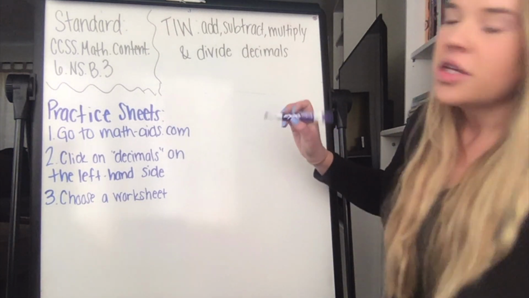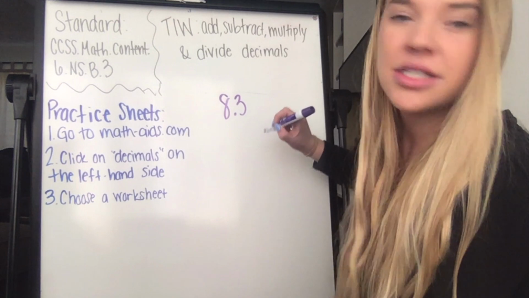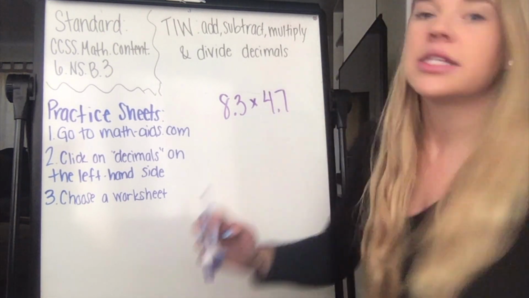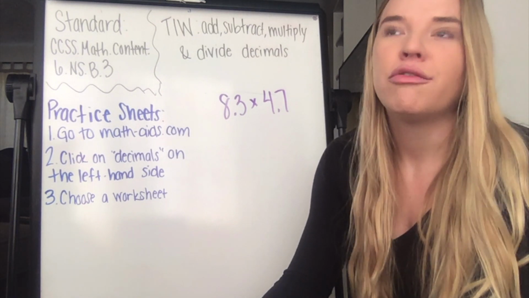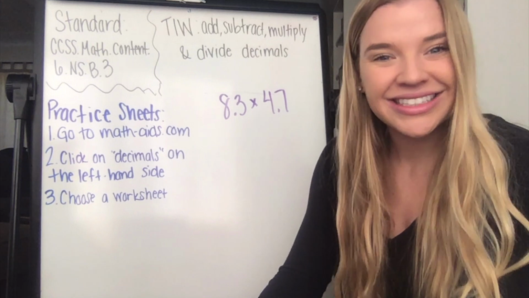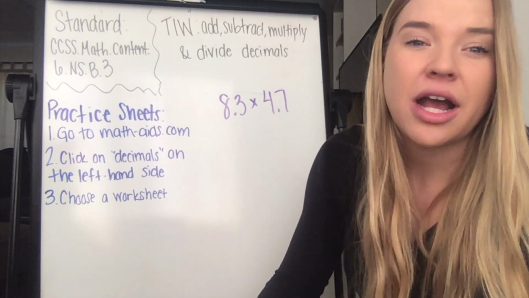All right, so I'm going to write 8 3/10 times 4 7/10. Set that up vertically. Pause it. Do it. Hi, welcome back. I hope I set it up. If you want to pause it again and work it out, go for it. Go.